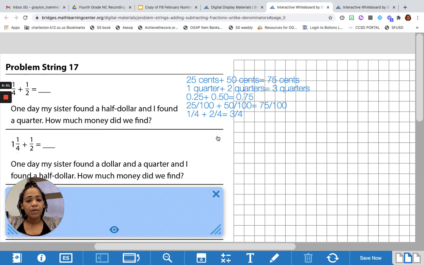1 1/4 plus 1/2. See if you can solve that fairly quickly. Now you're finding $1 and 1/4 and then 1/2 $1. How much money is it?